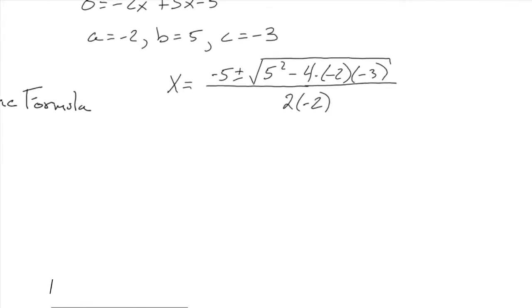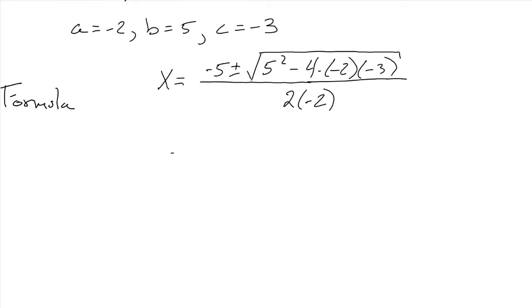All right, let's zoom in on this. So we want to simplify this out. Redraw my fraction bar all the way across, being careful not to let the negative of the 5 fall off the front. So negative 5 plus or minus the square root of, inside we can simplify this, 5 squared is 25, and we have minus 4 times negative 2 times negative 3. There's 3 negatives, so it will stay negative. 4 times 2 is 8. 8 times 3 is 24. So 25 minus 24 inside the square root now. On the bottom we have 2 times negative 2 is negative 4.